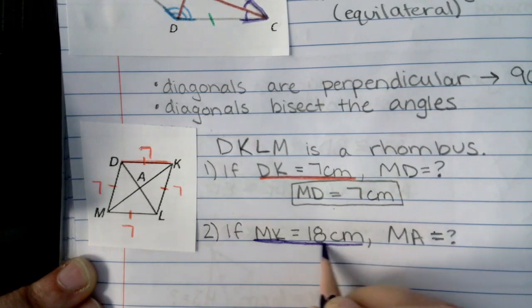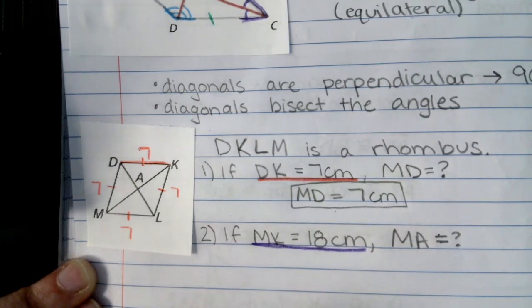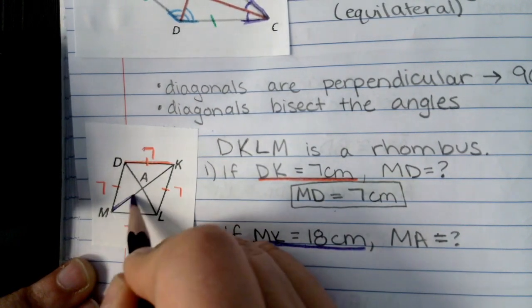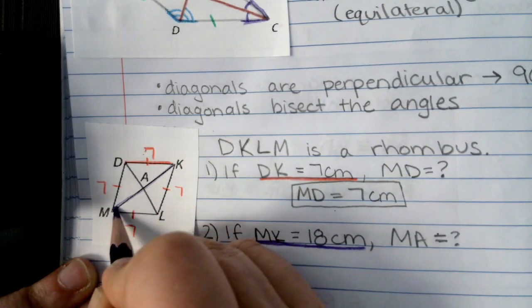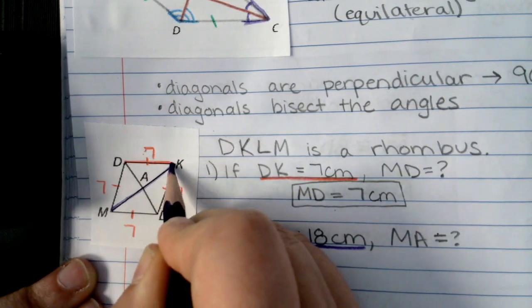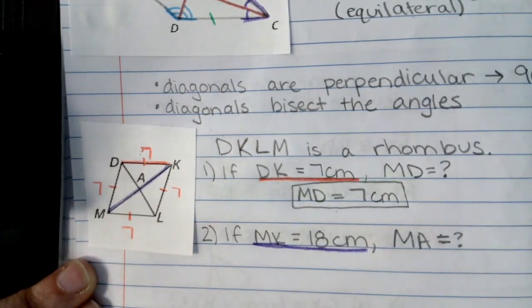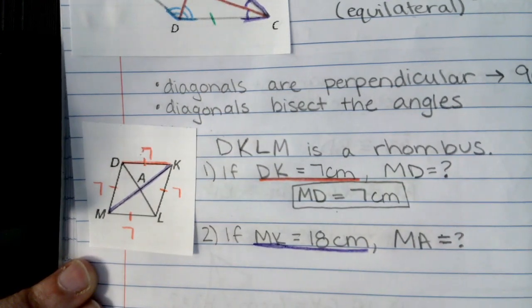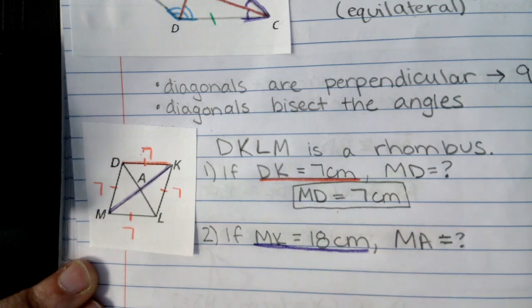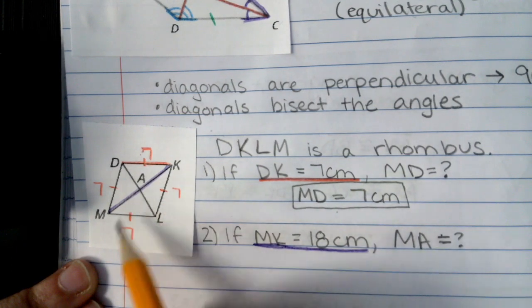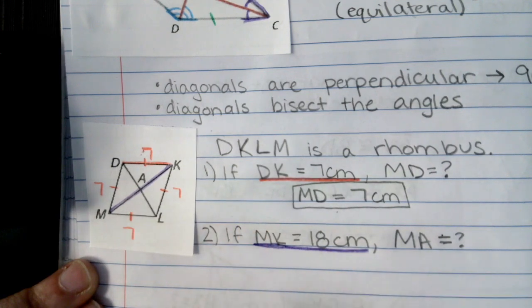MK is 18. We want to find MA, which is 9. How'd you do that? Because I split MK in half because it's split. Yeah, and when you split it into parts, you divide. Very good. Because it's a parallelogram, we know that it's split into 2 equal parts. So we're going to do 18 divided by 2, and we get 9. So MA is 9 centimeters.